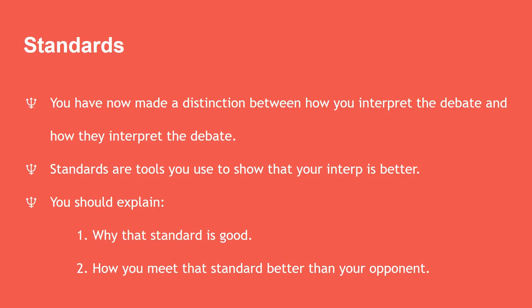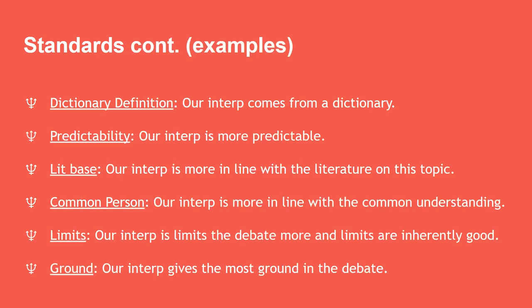Let's take a look at some potential standards that you could use. There's lots and lots of standards, and you can come up with your own. These are just some of the more common, well-established ones. So let's say you were going to talk about dictionary definition. First, you would explain why using a dictionary definition is good in debate, why it's more fair, why it's more educational, which is usually what we mean by good when we're talking about a procedural. And next, you would just want to explain how yours comes from a dictionary and your opponent's doesn't, or why yours comes from a better dictionary.